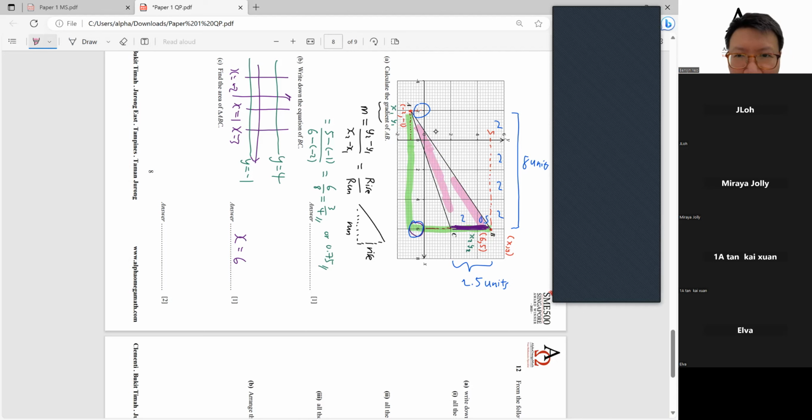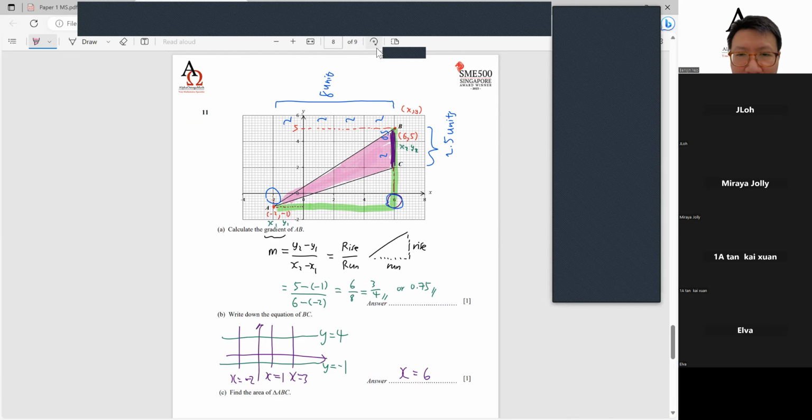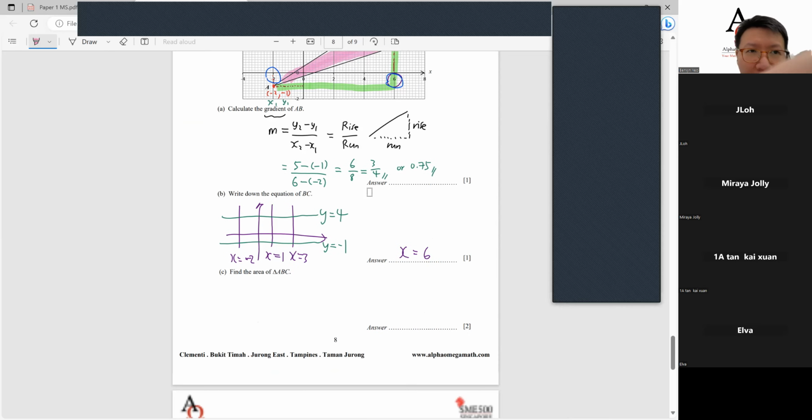Okay, so once you have these two correct already, you can apply your formula, half times base times height. Let me flip it back. So half times base times height will be half times 2.5, which is the base, times the height, which is 8. And you should get... Okay, wait, this should be 3, not 2.5, because the gap there is 1. So you need to be very careful. My bad, so it should be 3.